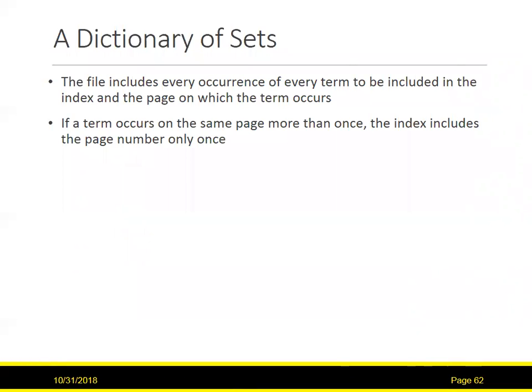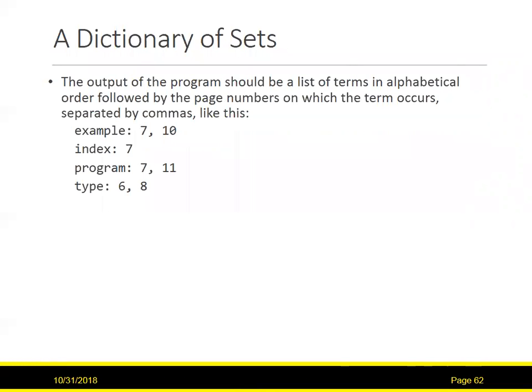So it needs to include every term and the page on which the term occurs. If it occurs on the same page, then it includes the page number only once. That's usually a key that you want to use a set, because sets don't have duplicates. And, you know, sets are a little faster anyways, and this is pretty complex. So, for example, the word example occurred on page 7 and page 10. The program appeared on page 7 and page 11.